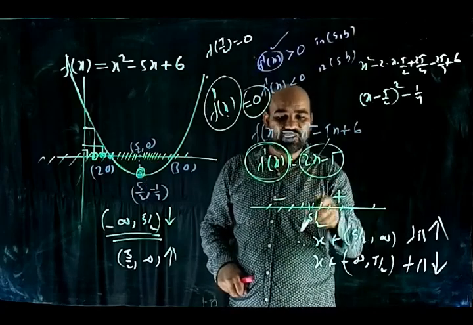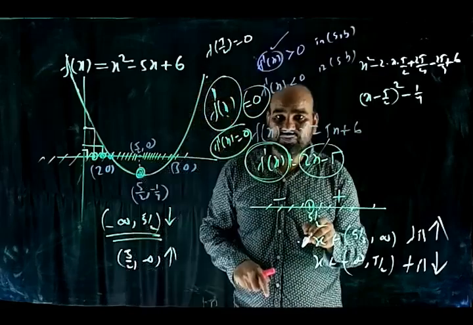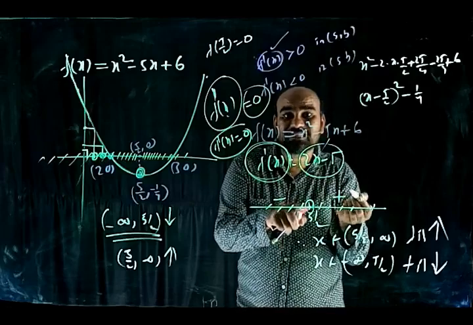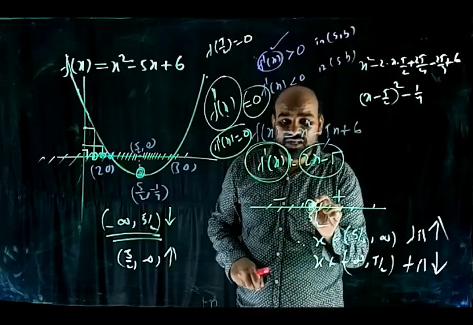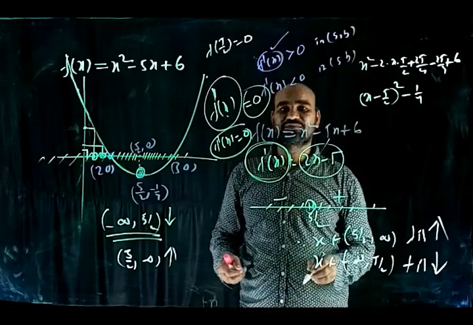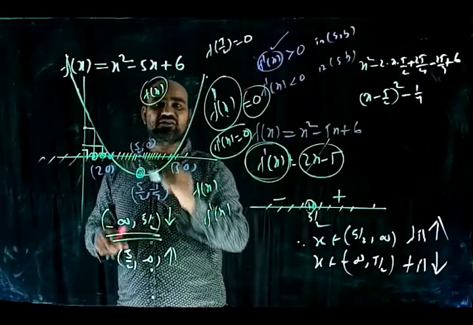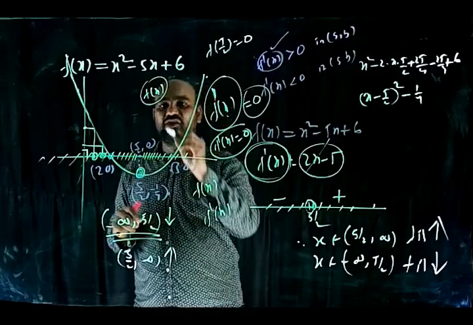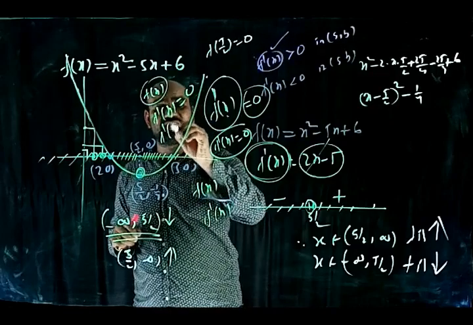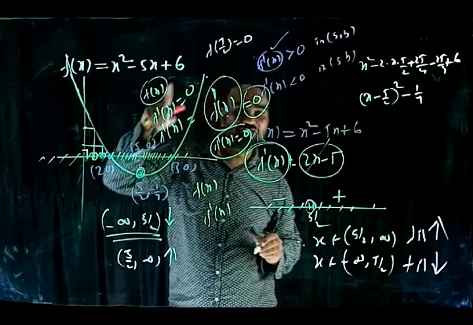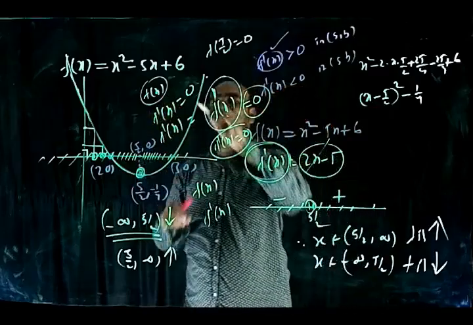Understood or not? Here f dash of x fails, at such points f dash of x equal to 0. Such points are critical points. By using these critical points only, we apply the sign scheme. That's why such points are called critical points. Okay, the definition of critical points for a function f of x: for what values of x is f dash of x equal to 0 or f dash of x not defined? Such values are called critical points of the given function.